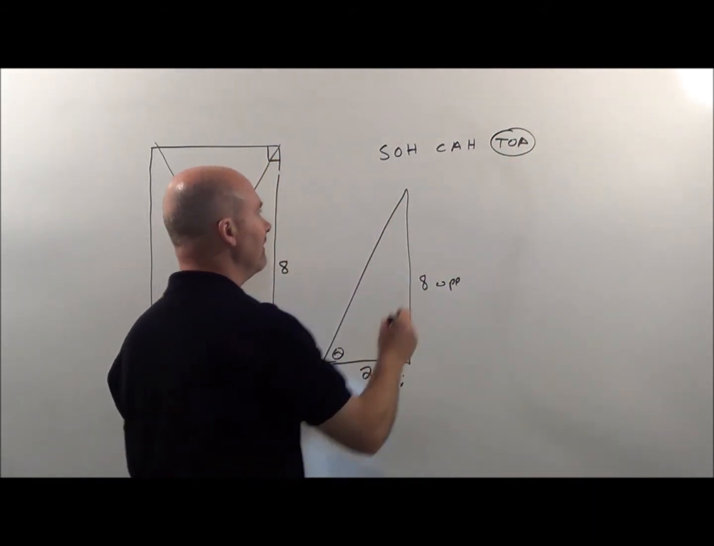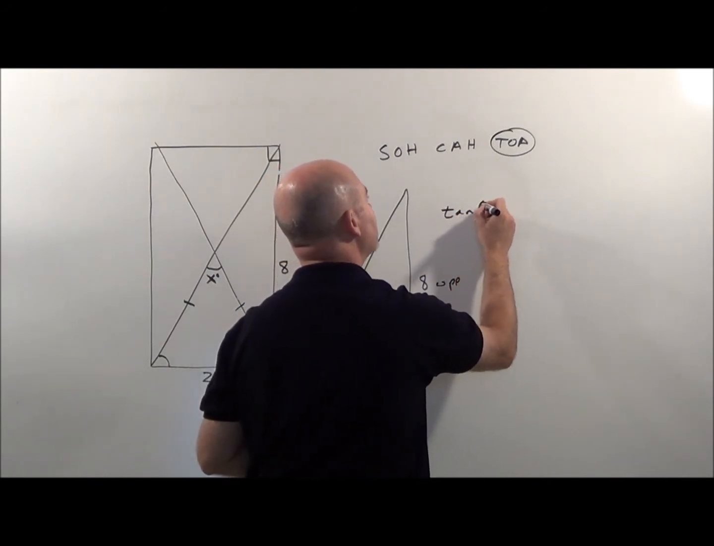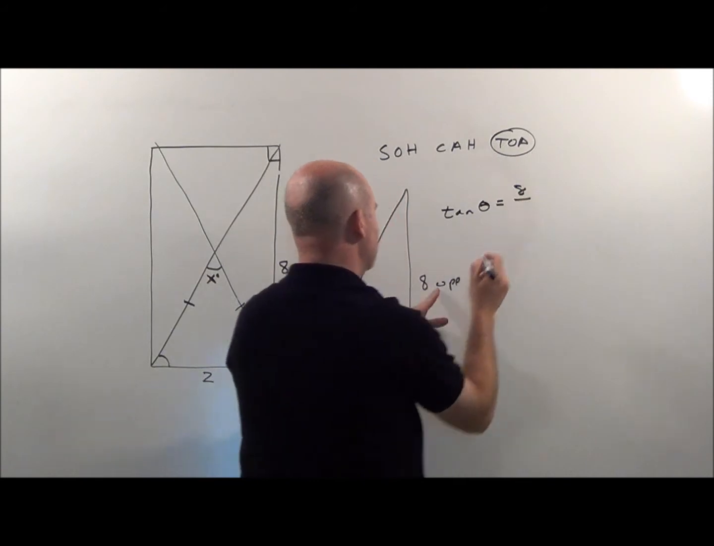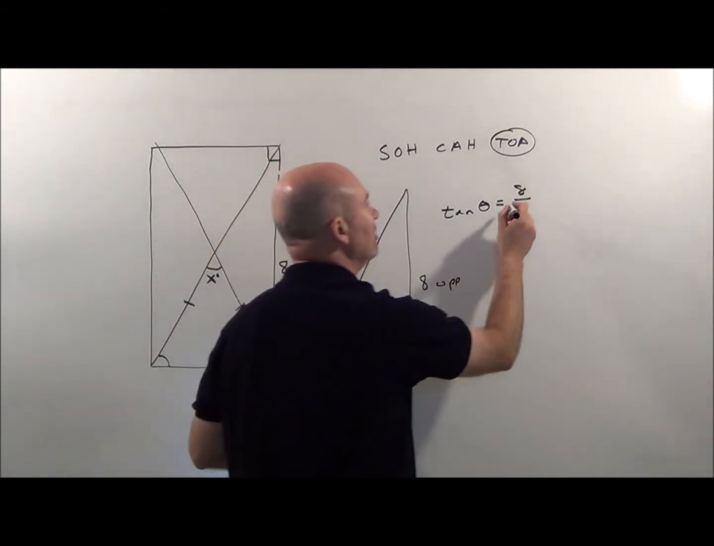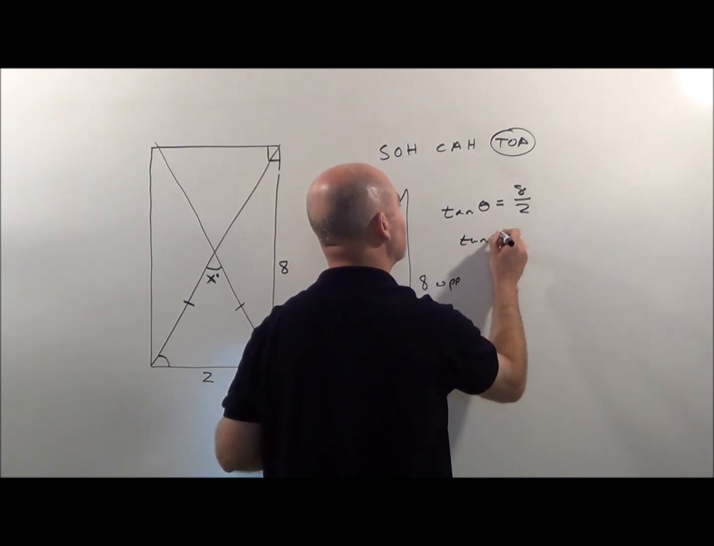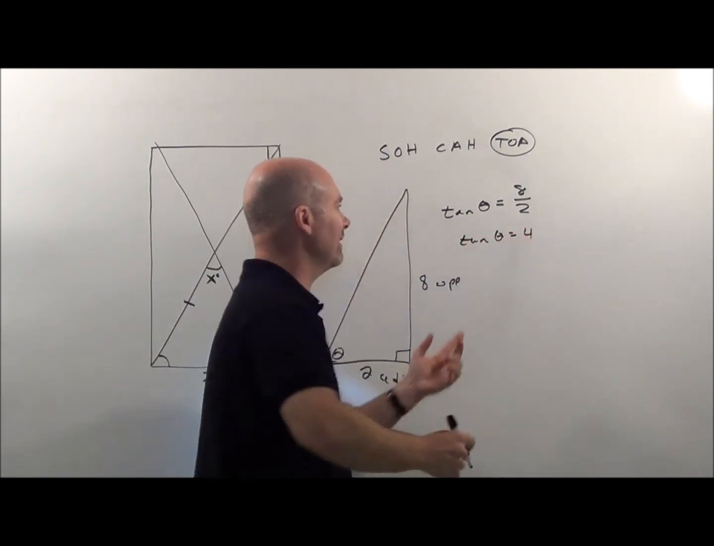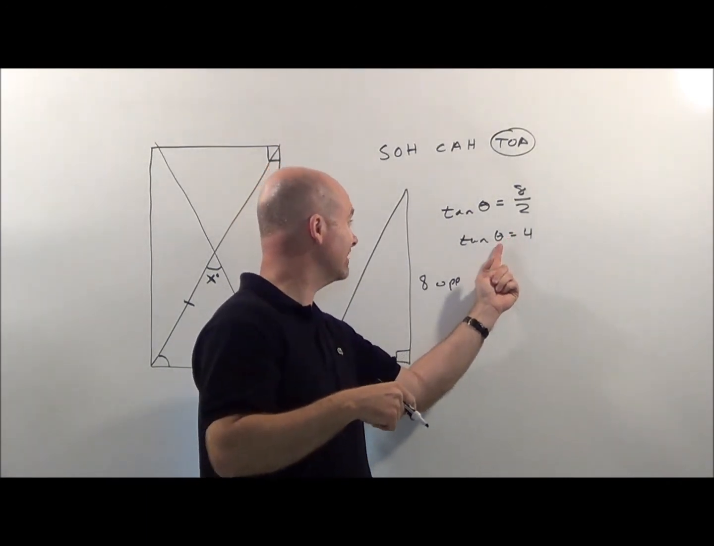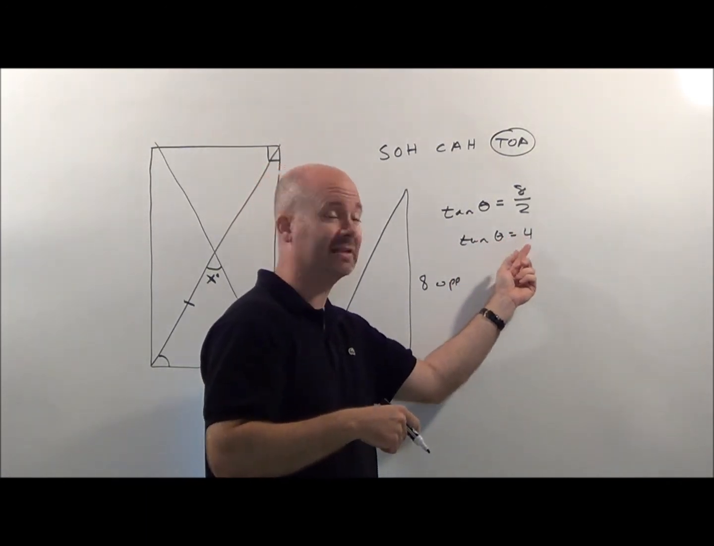So I have the tangent of the angle is equal to the opposite measurement, 8, divided by the adjacent measurement, 2. So I have the tangent of theta equals 4, basically. Well, what am I going to do? Sit here and just plug in numbers into theta, like 60 degrees, tangent of 60, and see does it equal 4?